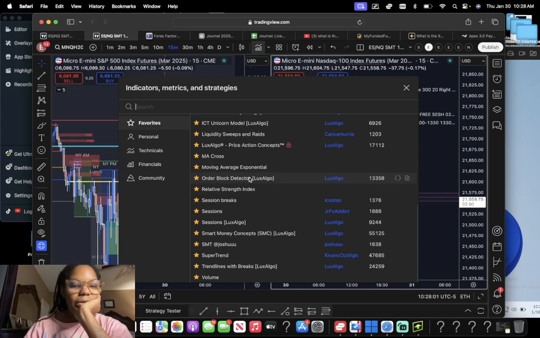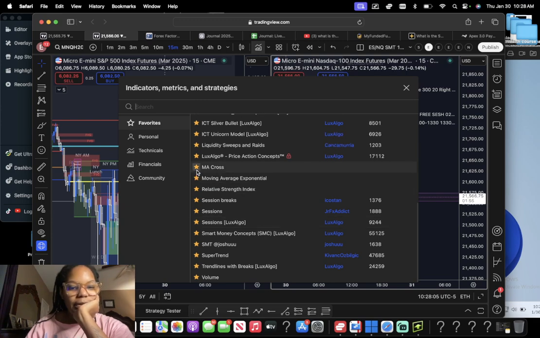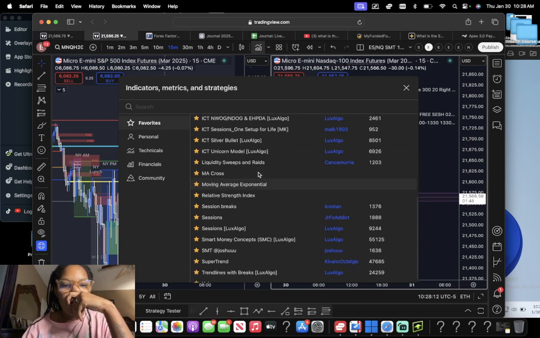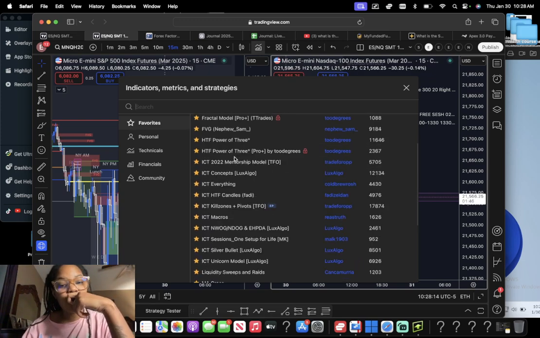However, some of these I don't even need in here. Order block, I don't like. Actually, let's take some of these off. Don't need that. I always like an MMA cross sometimes. Price action concepts, don't need that. Silver bullet was a good one when I was trading just a silver bullet. It marked out the times, marked out the liquidity sweeps, and then provided gaps just in that hour.